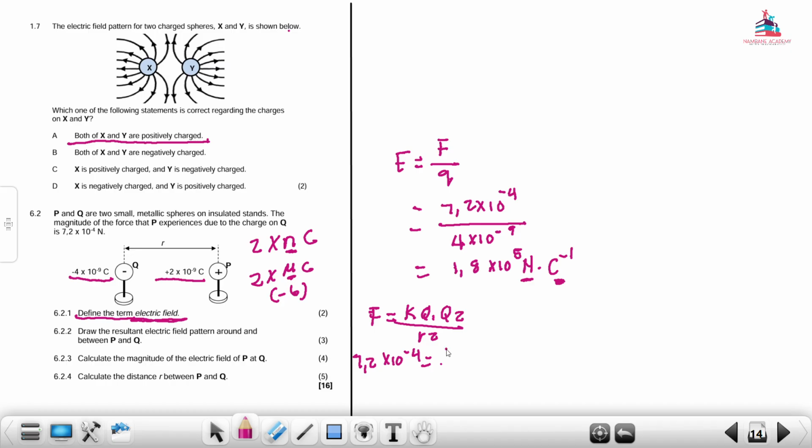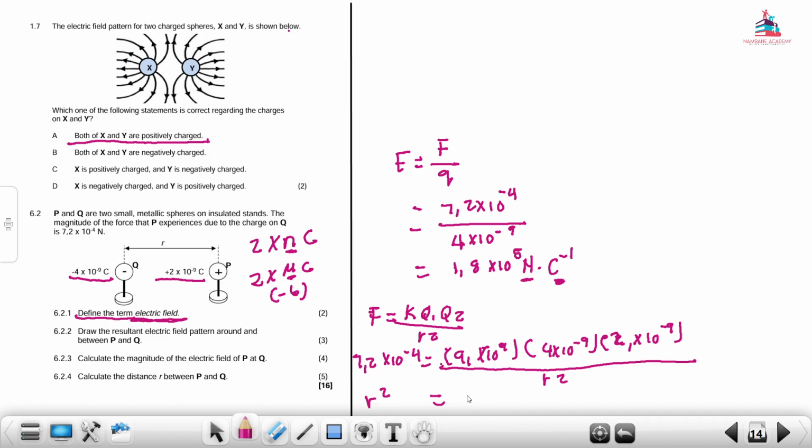What is our constant? Remember, I said you get it at the back from your information sheet. Times 10 to the power of 9. Q1, 4 times 10 to the power of negative 9. Remember, you must check clearly if it's nanocoulombs or microcoulombs. So here we were given nanocoulombs, R squared. We are looking for R squared.